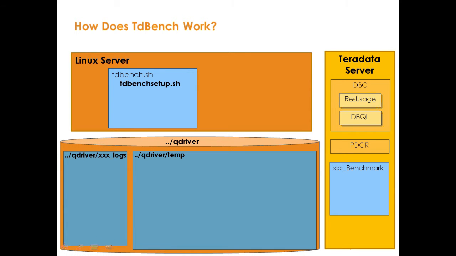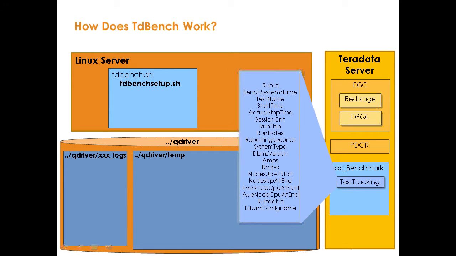The install will create directories and install benchmark tools on both Linux and Teradata. Importantly, setup creates a test tracking table, which is used to keep track of the run IDs assigned to each test execution. Its title, notes on the execution, environmental information about the configuration, TASM settings, and database version are all recorded. Because we missed it on one benchmark, it also records how many nodes were actually working at the beginning and at the end of the test.